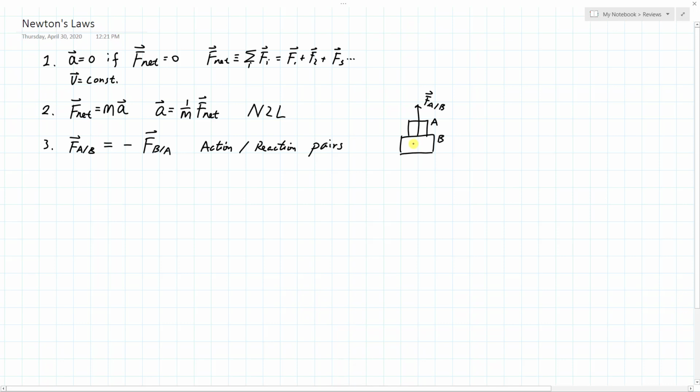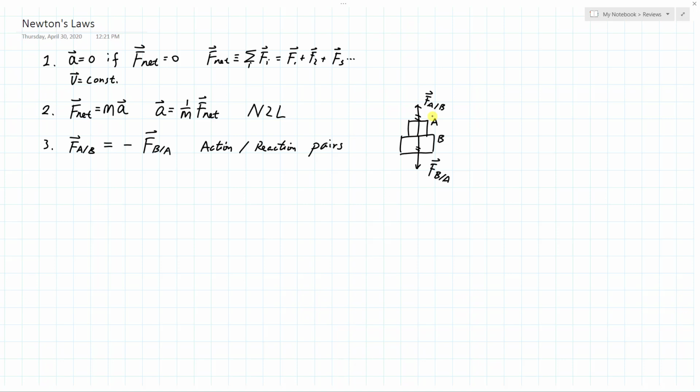B never feels A's gravity. B doesn't have A's mass. B does feel A because A pushes down on B. So B by A. They're equal and opposite. So when you have objects that are in contact with each other and you need to analyze both objects' motions, this is when you use forces of action and reaction.